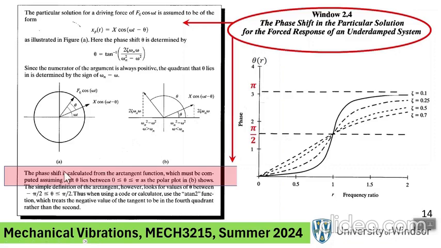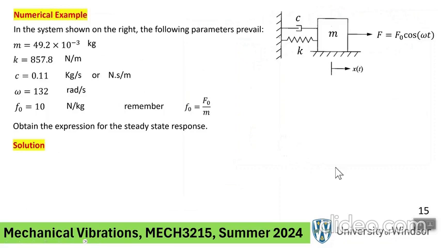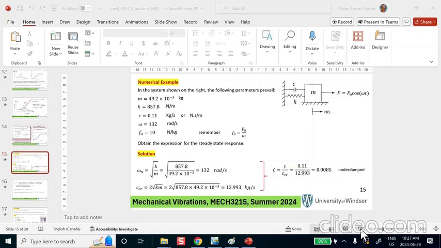So you see, the phase shift is calculated from the arctangent function, which must be computed to come out between 0 and pi. Your calculator spits out negative values between pi over 2 and minus pi over 2. You have to adjust it so that it comes in the right quadrant. Okay, just keep that in mind. And then we're going to do an example in a few minutes.